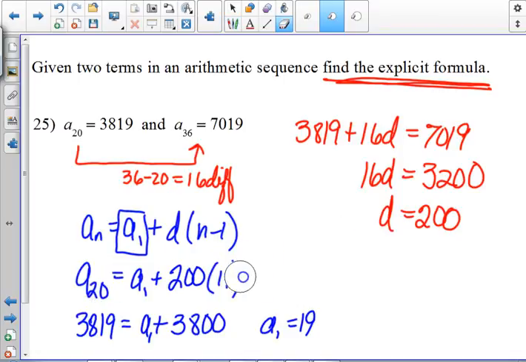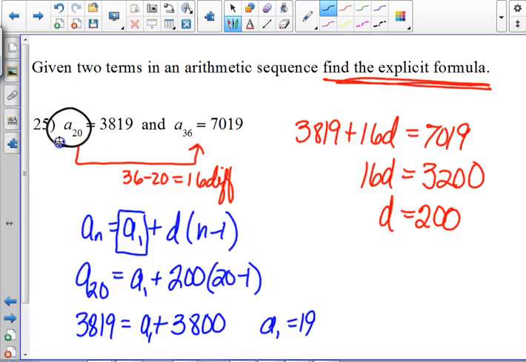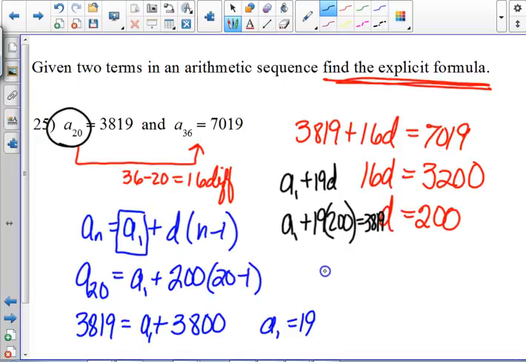Here, let me write it this way. It'll make more sense if you write it in your notes. I don't like doing it this way. I'd rather talk you through it. Riley, if we had term 20, there was the first term plus 19 differences. Okay? So the first term plus 19 times 200 is how they got 3819. Does that make a little more sense logically? So then if we subtract, this is 3800. We get the first term was 19. Better? Okay, I used a formula over here, but I just do it logically.